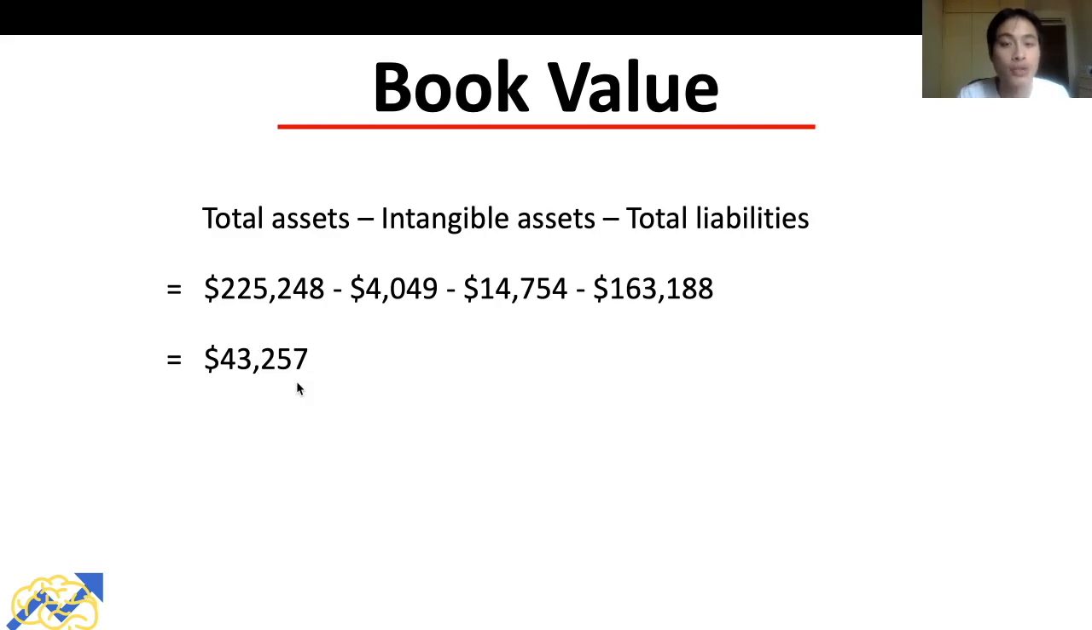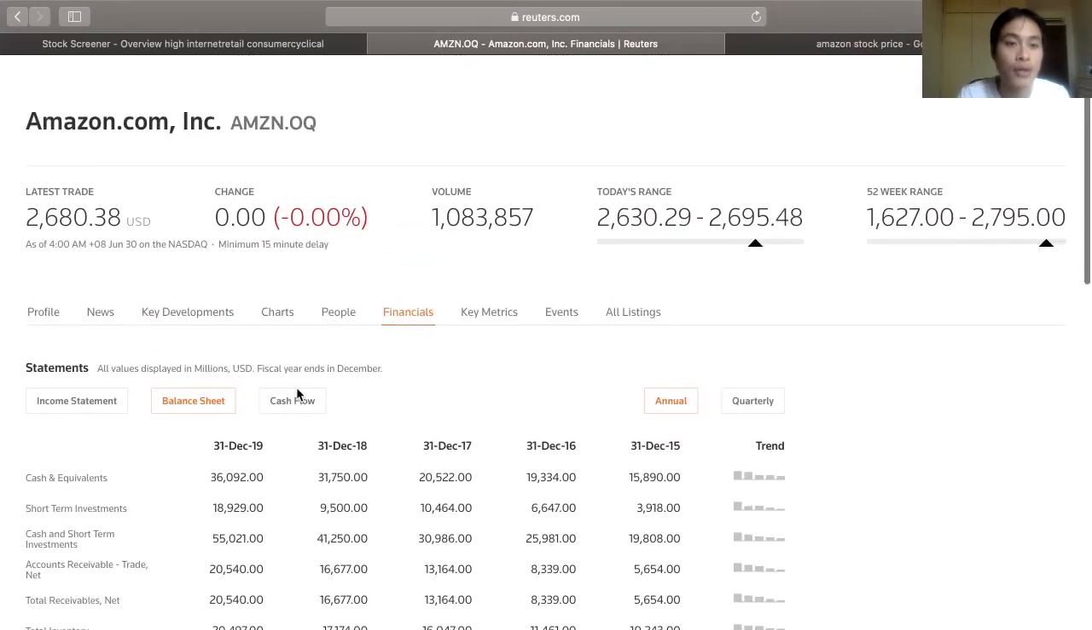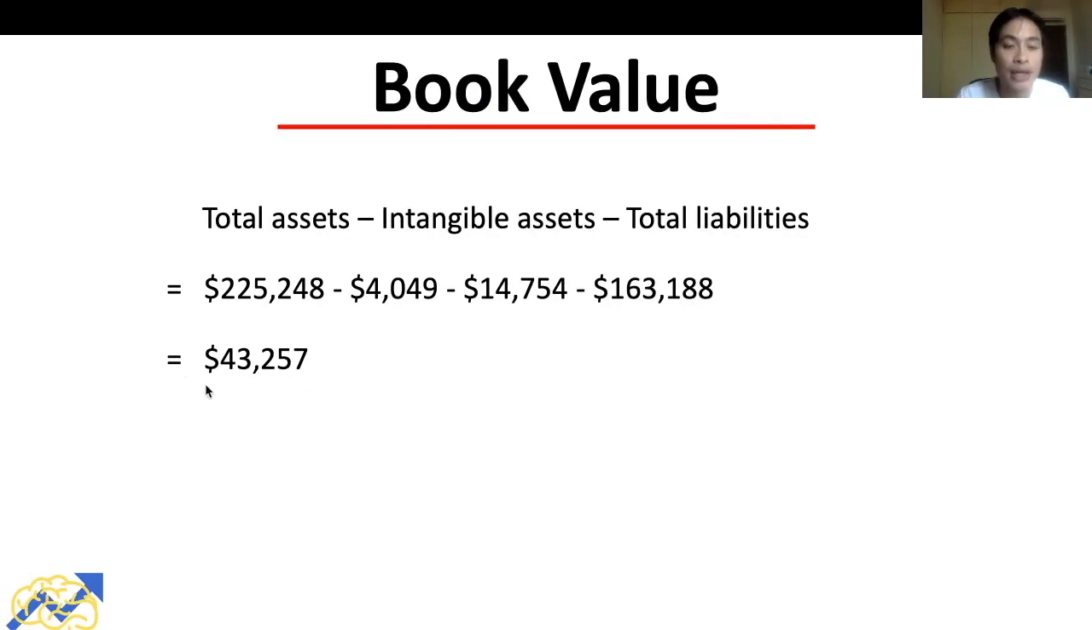And take note that this value is in terms of millions. Why do I say that? So if we take a look at the balance sheet, they mention that all values are displayed in terms of millions and in terms of US dollar. So this number here is in terms of millions. So that is how we calculate the book value of a company.